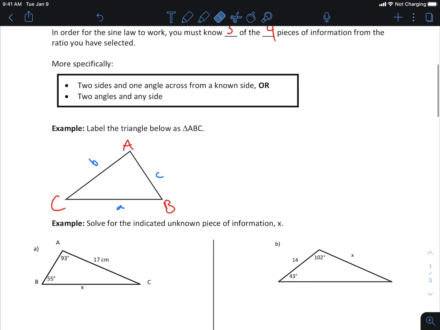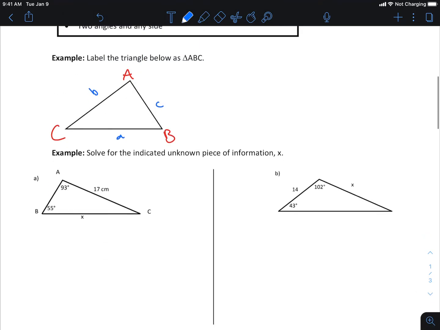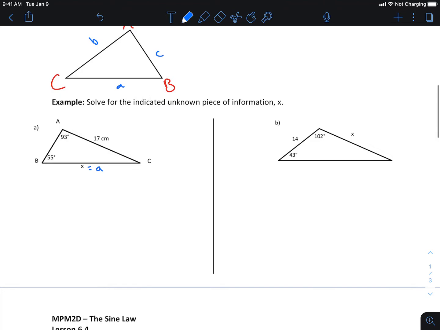So let's go down to the first question. X we could say as what? A, little a, okay? You could just say that for the purposes of writing out sine law. Now, for the first couple questions that you guys do, I would say let's just write out sine law in its general form, so you get the habit of writing it. And then we can just fill in the information. So let's say, well, this is little b and this will be little c. So let's write out sine law.